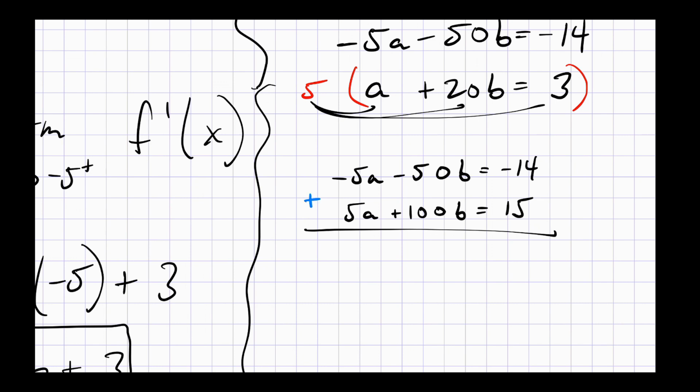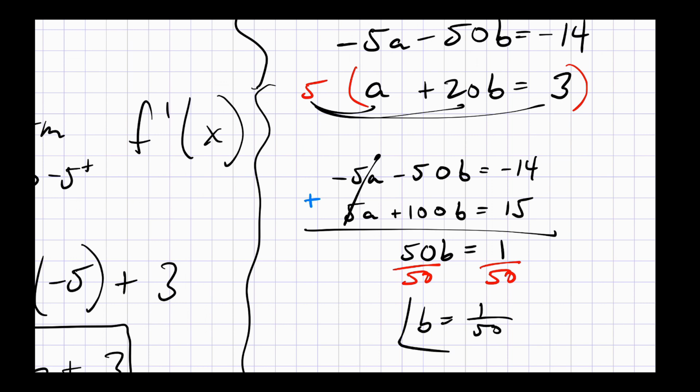Add straight down. Now the a's go away. I get a 50b right here. And I get a, what is that, a positive 1? Divide by 50. b equals 1/50th. Okay. Again, I get an ugly fraction, but it's at the end.